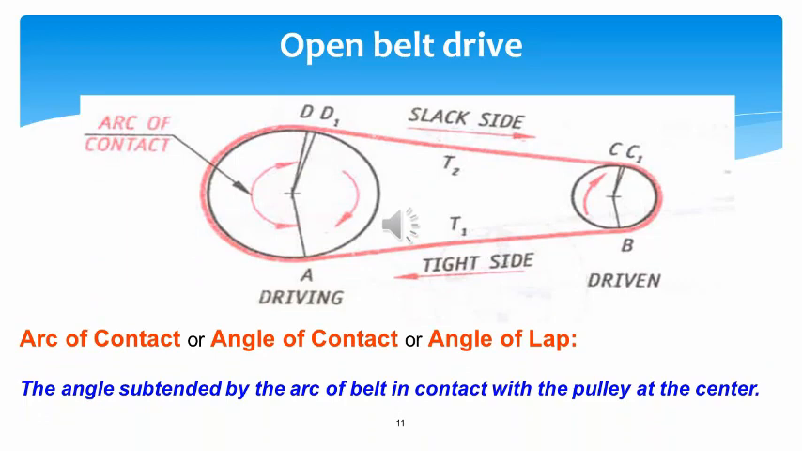Here you can see the arc of contact or angle of contact or angle of lap. Diagrammatically it is shown: the angle subtended by the arc of belt in contact with the pulley at the center is considered as the arc of contact. Other names for arc of contact are angle of contact and angle of lap.